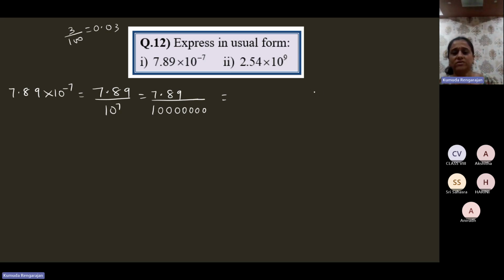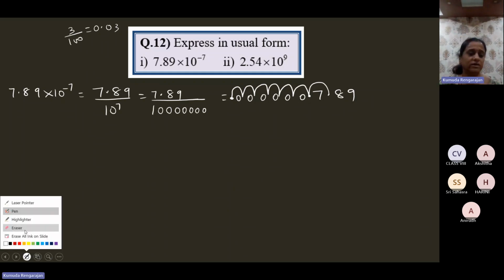Okay. So we have 7.89. See here, how many places to the left? 7 places because 7 zeros. So see here, 1 comes here. 2, 3, 4, 5, 6, 7. It comes here. So these gaps are filled with zeros.